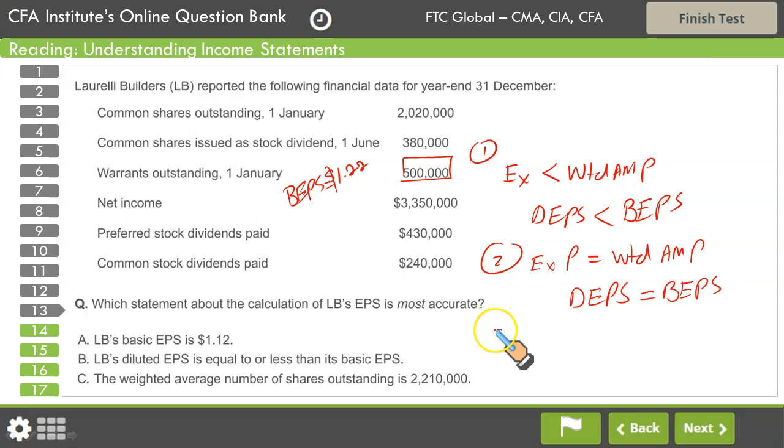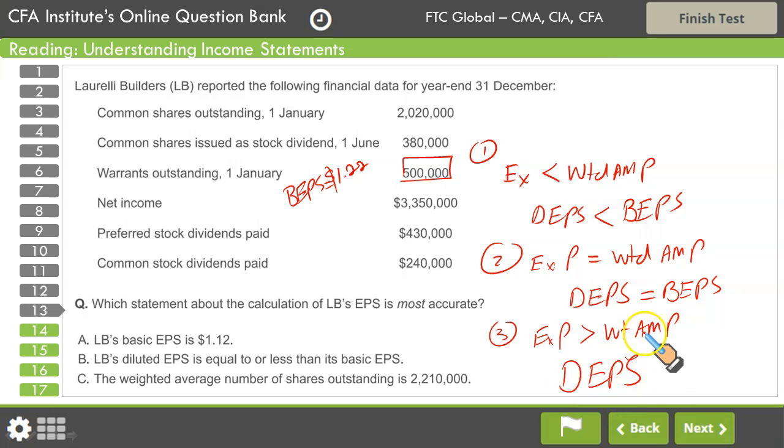And in case 3, if the exercise price of the warrant is greater than the weighted average market price, in that case, the effect of this conversion would be anti-dilutive. In that case, diluted earning per share, at least in computation, would be greater than the basic earning per share, which is not required to be reported. So that's the only possibility.